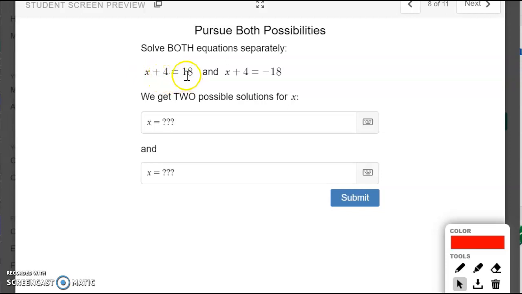If I take away 4 from both sides, 18 minus 4 is going to be 14. What about if I subtract 4 from negative 18? That is going to be negative 22.